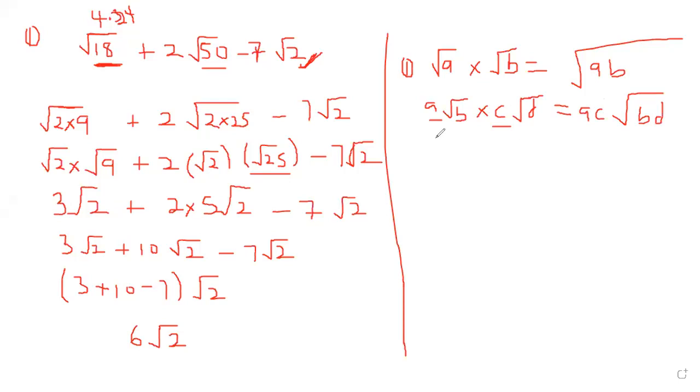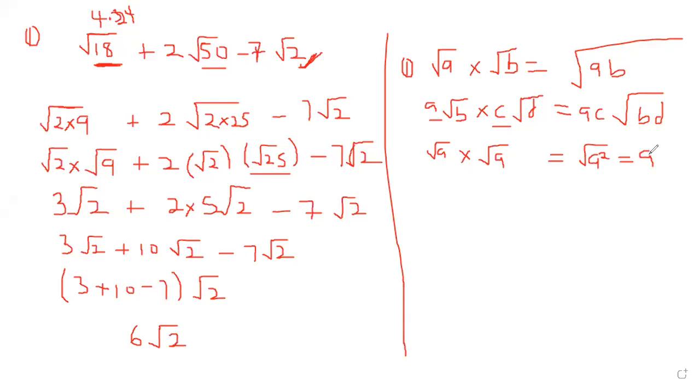Then square root of A times the square root of A is going to be equal to A squared, which is equal to A. So we take note of that.